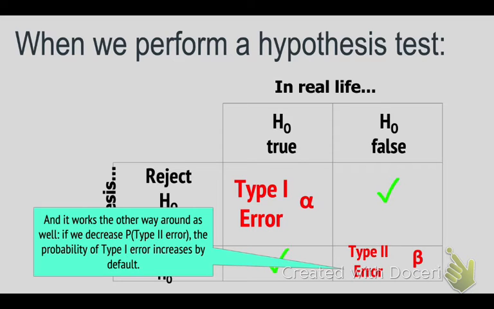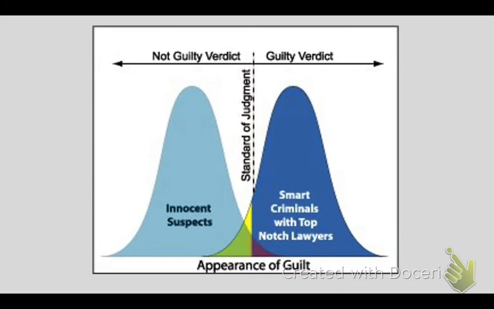So here's a good diagram that represents all of this going on. In the blue, we have our innocent suspects, and we would hope that they would get a not guilty verdict, right? But there are some, right here in purple, that are innocent, but they end up getting a guilty verdict. So is that a false positive or a false negative? Well, that's a false positive. So that purple area represents your alpha, your type 1 error.